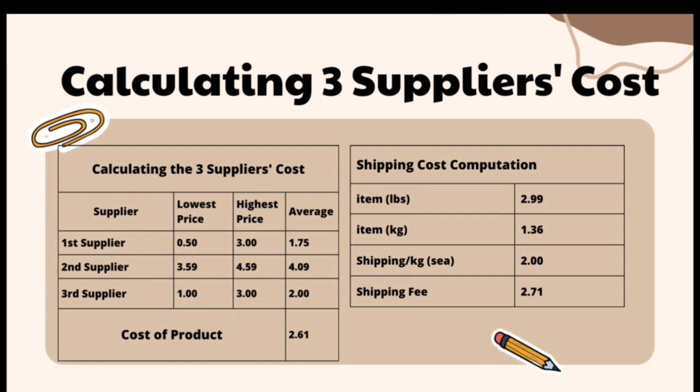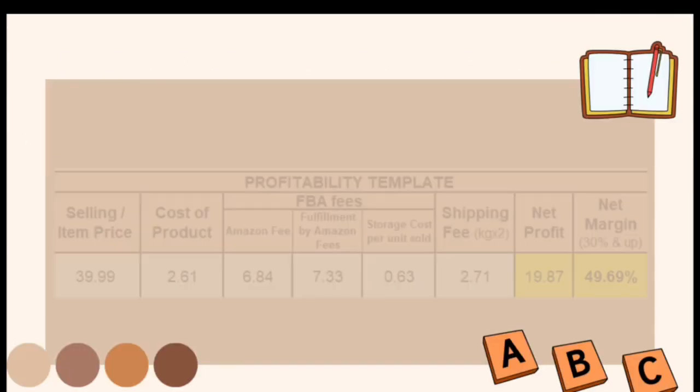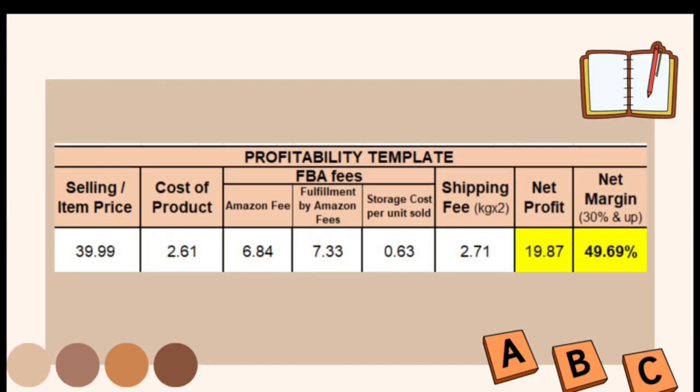For the 3 suppliers that I found in Alibaba, the average cost of the product came out as $2.61. And for my shipping cost computation, 2.99 pounds, 1.36 kg, and $2 for the shipping per kilo, and the shipping fee is $2.71.